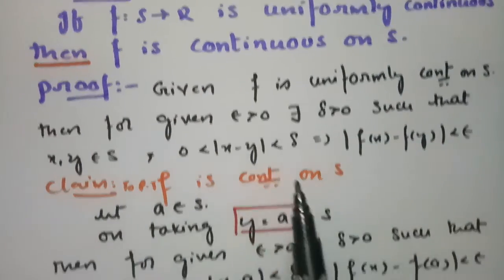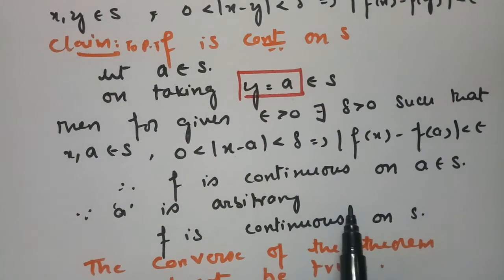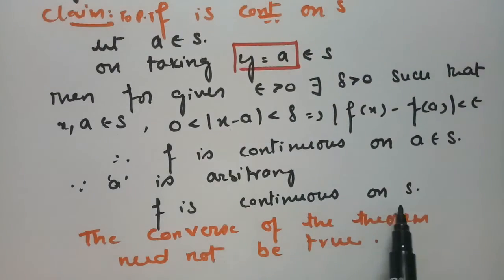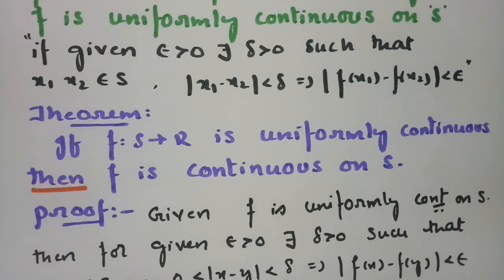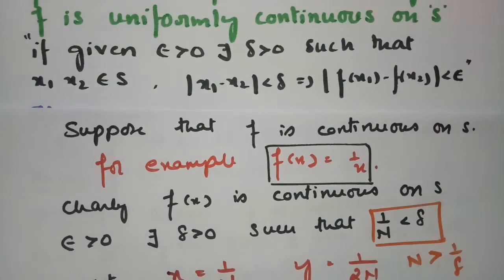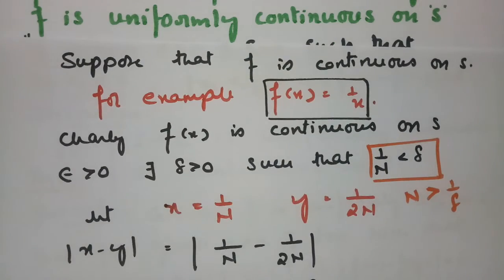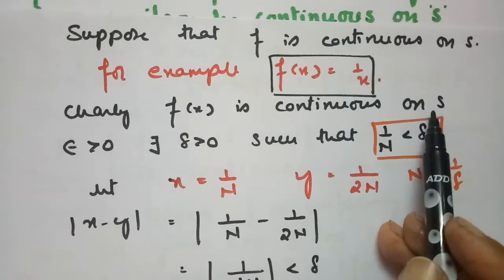In place of y, I substituted a, and it's the statement of continuity. Then we said that f is continuous on S. The converse of the theorem need not be true. So now we suppose that f is continuous on S, and we have to show that f is uniformly continuous. For example, I have taken f of x equal to 1 by x. Clearly f of x is continuous.